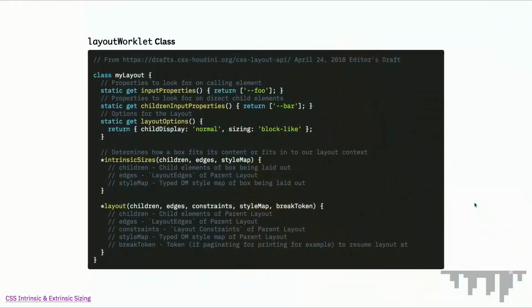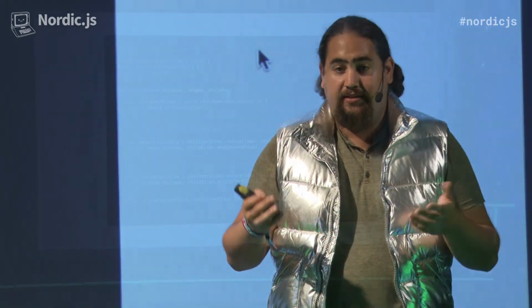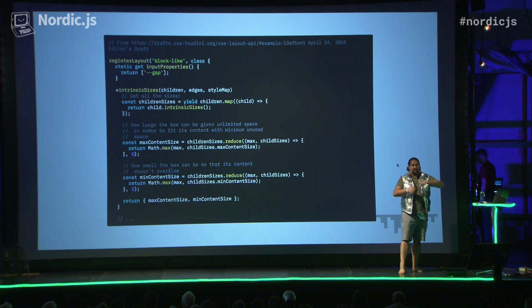Then we have two functions that today are generators and will be changing to promises soon. One is intrinsic sizing, which is how we actually calculate the min and max size for a block. And we have layout, which takes in the children, the edges, the constraints, the style map, and break token, which is mostly used for printing. We're not going to use it much today. So let's dive into what a block layout is. So basically, all blocks at their right size, centered, one on top of each other.